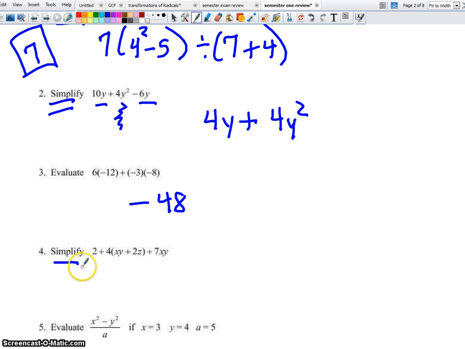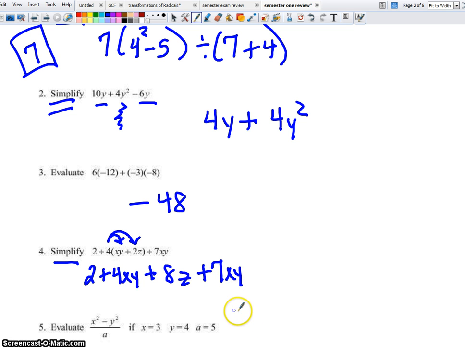Simplify, you're combining like terms, but we have parentheses here, so you're going to have to distribute. So you bring down your 2. 4 times xy is plus 4xy. 4 times 2z is plus 8z. And then you bring down your plus 7xy.